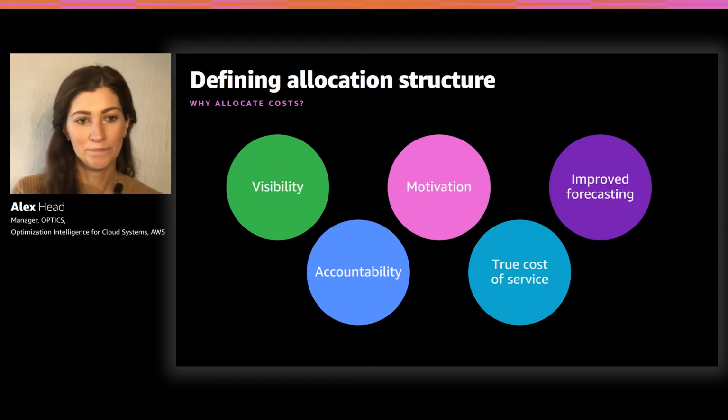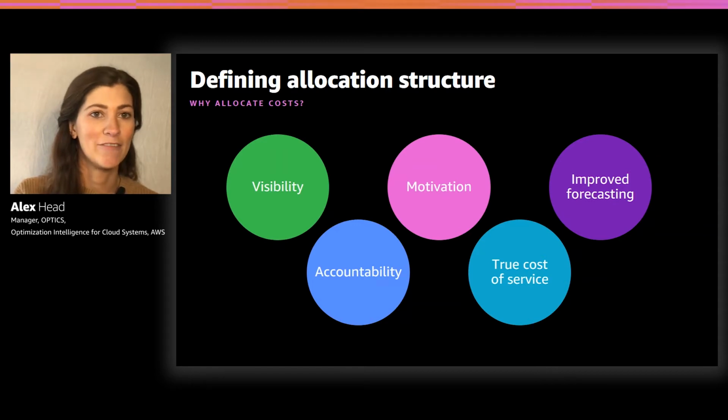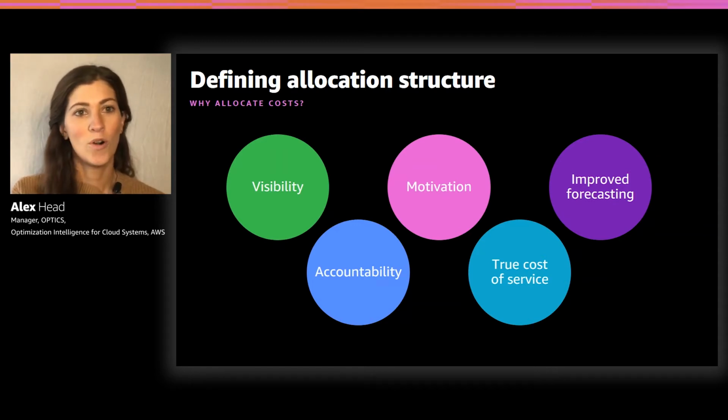First, visibility. You're giving your teams, yourself, your leadership visibility into what is driving cost and what is driving your overall line. Accountability. If you give visibility, it allows you to hold your teams accountable for their AWS footprint. Motivation. Tracking progress and improving efficiency. So the more you can see a team is becoming more efficient, the more you can motivate them by reporting that and saying good job or pointing out where there's room for improvement.